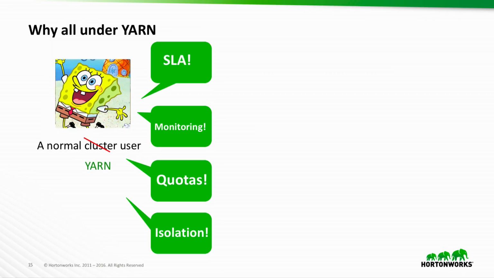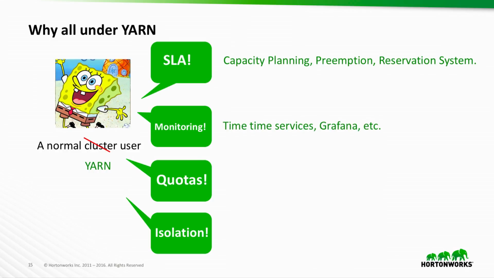So as a Yarn user, we have the following solutions. For SLA, we have capacity planning, which means we can plan the capacities for each queue, user, etc. So everybody can get its own share to finish their job. And we have preemption to make sure that if somebody takes more resources than it's granted, Yarn will take back the resource from the overused users or queues. And we have a reservation system, so you can reserve the resource upfront.